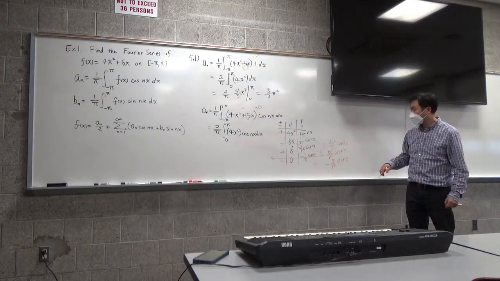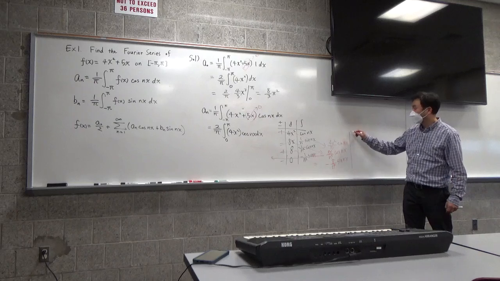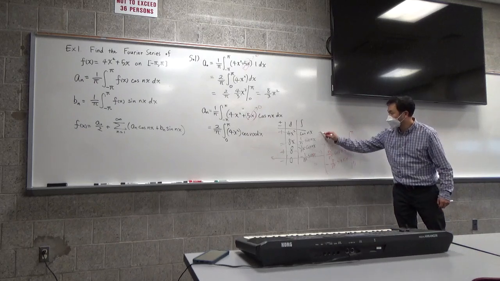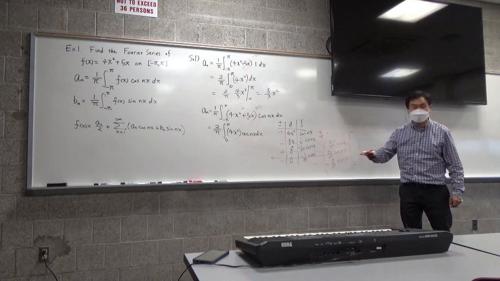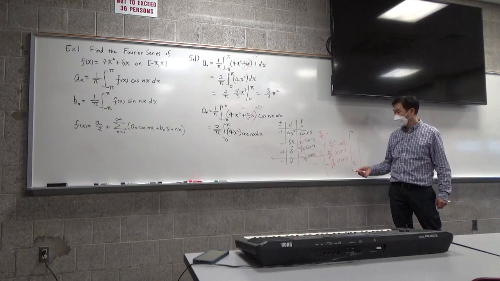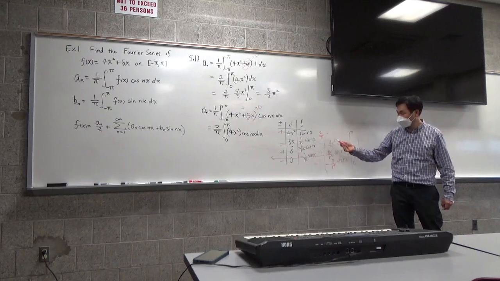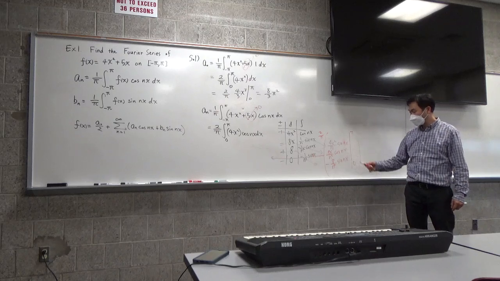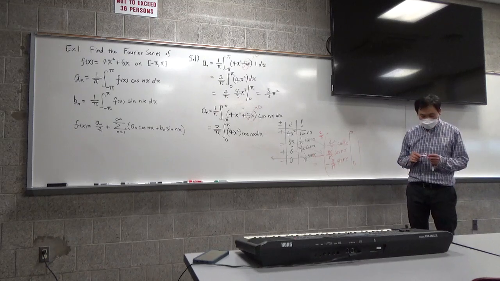And now all we have to do is plug in pi and 0. Don't forget to multiply the 2 over pi. I see that a lot when I grade papers. Often you get to this point, then you forget that we had the 2 over pi. So there's a 2 over pi. And now we just plug it in and then subtract.